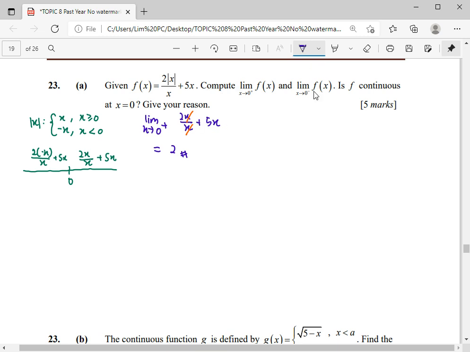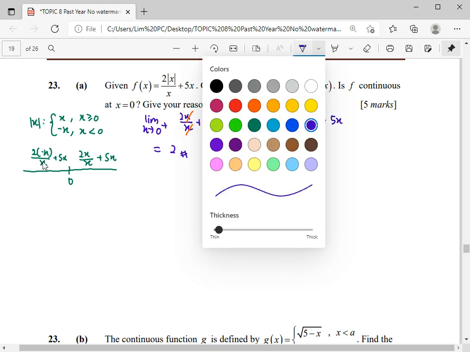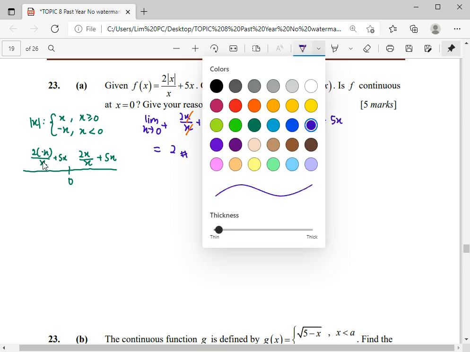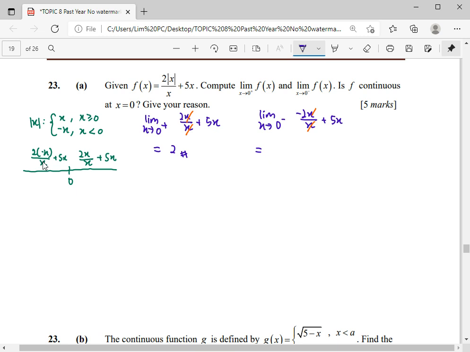Then we do the left hand side limit. For the limit as x approaches 0 from the left hand side, we select our correct function. So our correct function is this negative 2x over x plus 5x. At the same time, we can see our x can be simplified. Then we try to substitute our 0. So 5 times 0 is 0, and it equals negative 2. Okay, so done. We have the limit from the right hand side and the limit from the left hand side.